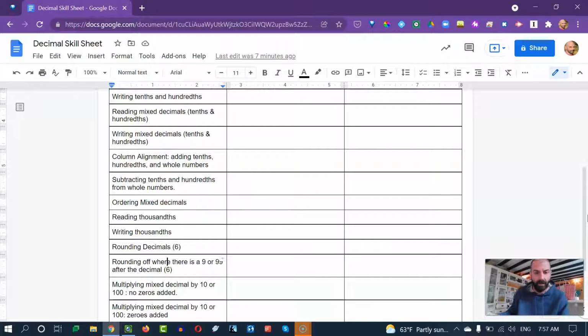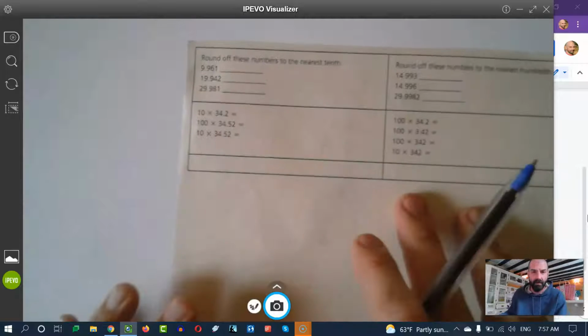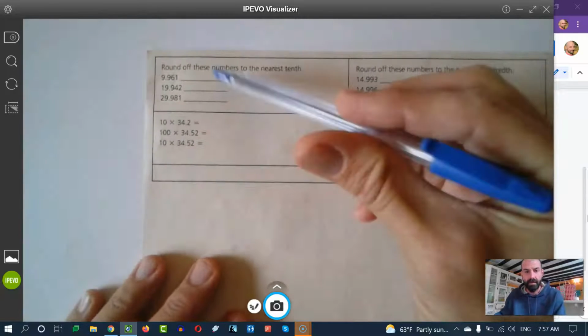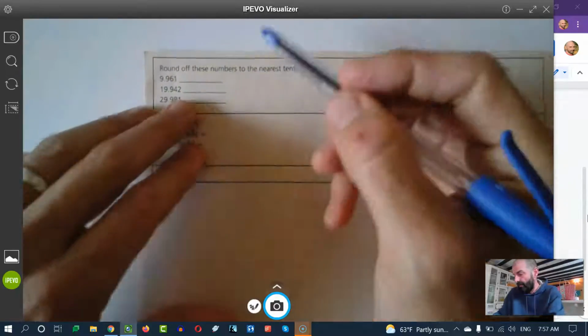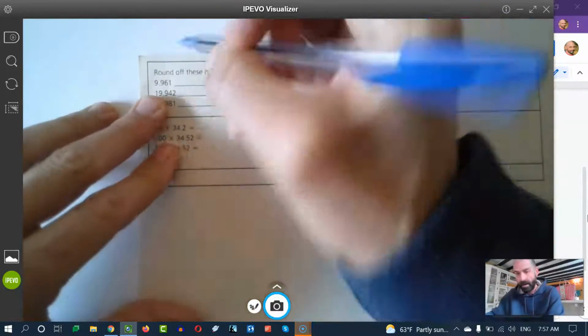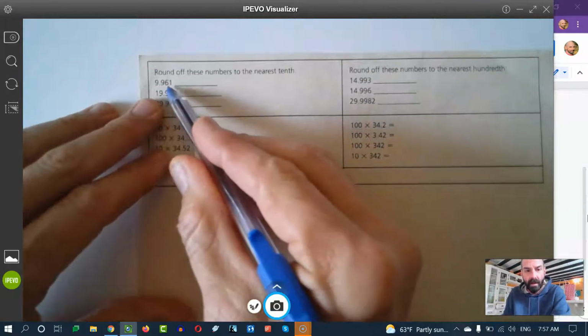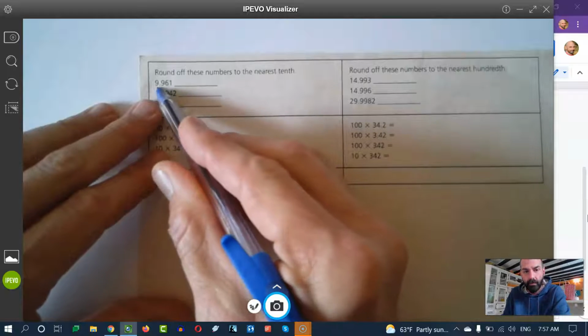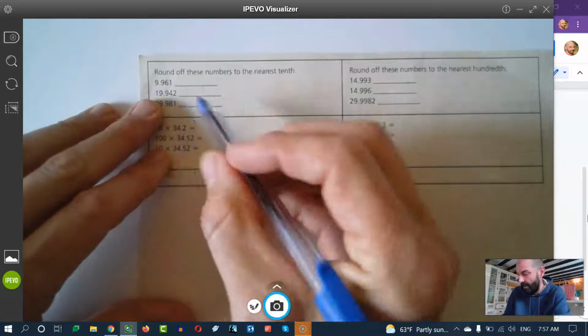And then the next one is rounding off when there is a 9 or 99 after the decimal. So this kind of changes, or just makes us aware of things. Things kind of change a little bit differently. There are 6 problems here. So we have this as the nearest tenth. So 9 and 961 thousandths. So my tenths are 9 and 9/10.